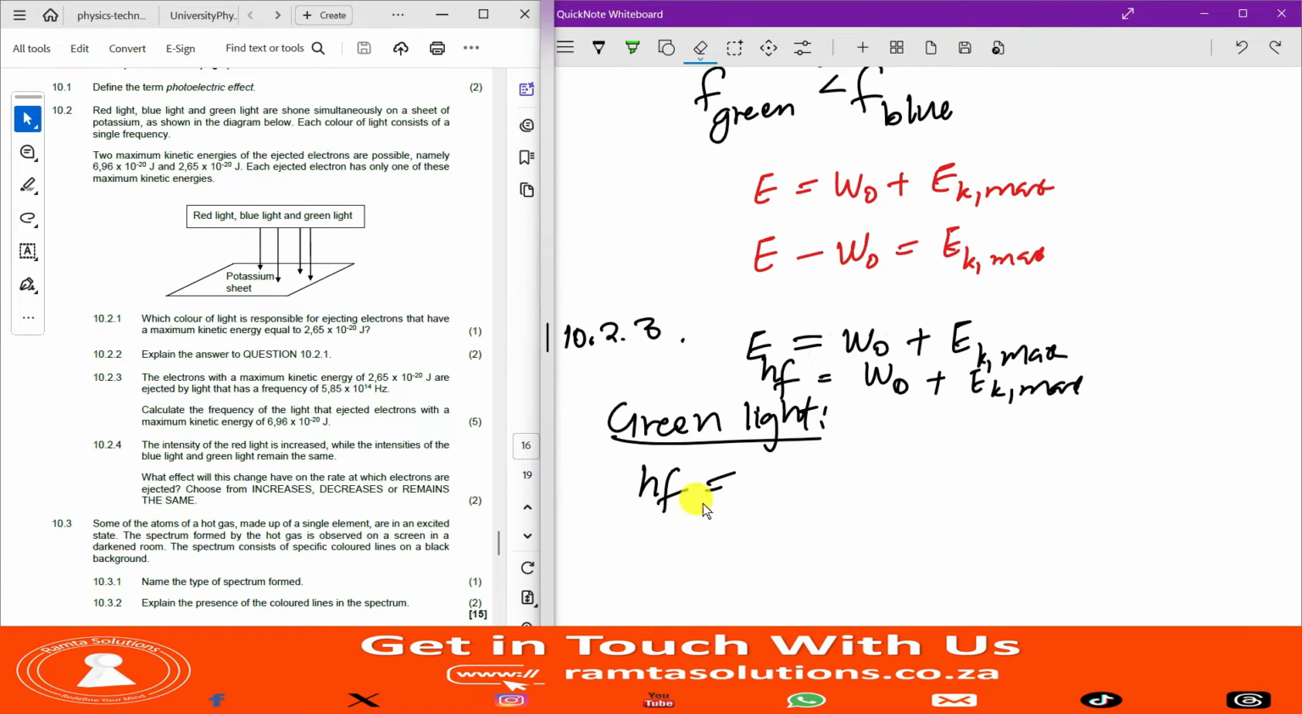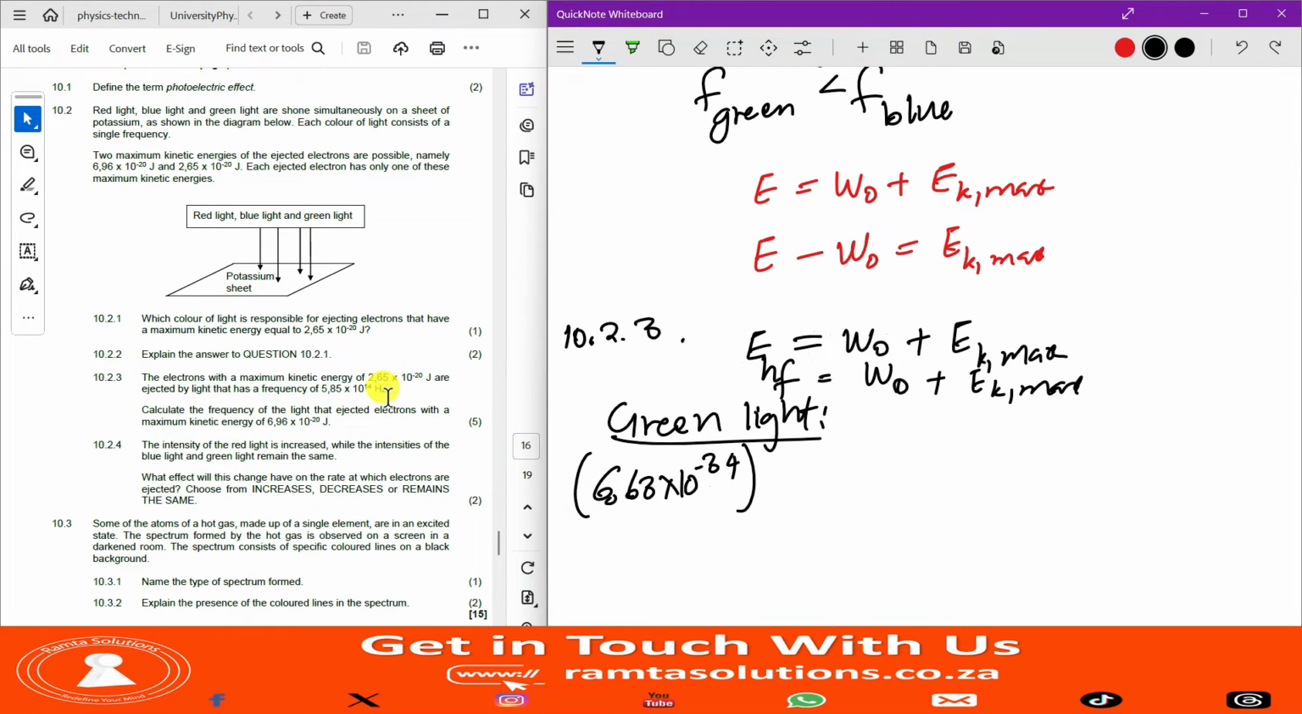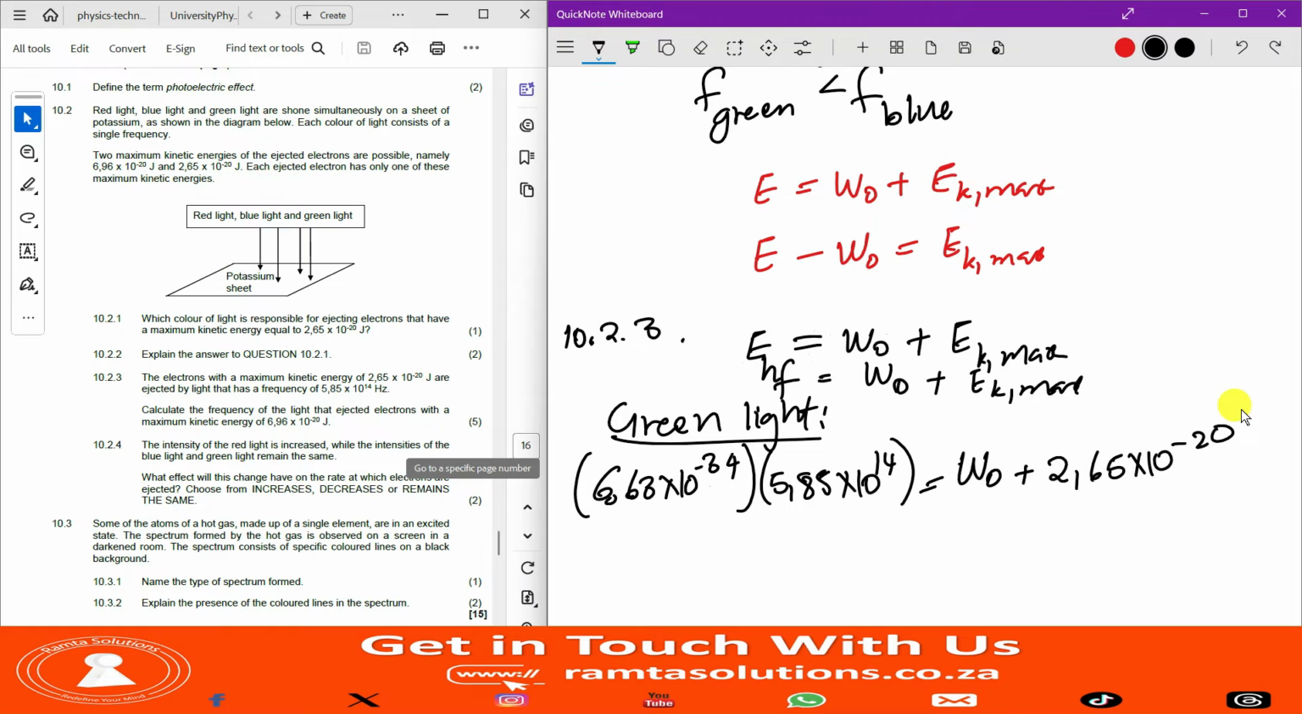So since I wrote this hf, we can therefore say, remember Planck's constant is 6,63 times 10 to the negative 34. What is the frequency? The incident light here is 5,85 times 10 to the 14 hertz. We don't know what the work function is, but we know the kinetic energy for green light. What was it? 2,65 times 10 to the negative 20, isn't it?